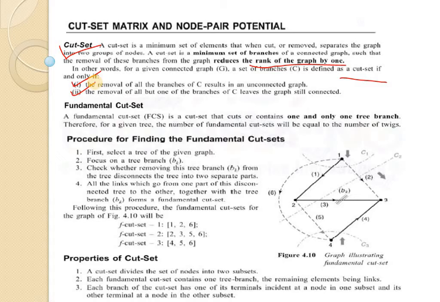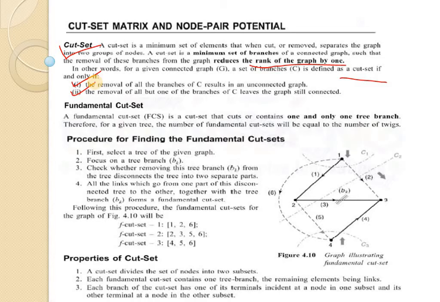So, first of all, we know what a fundamental cut set is. A fundamental cut set is a cut set that cuts or contains one and only one tree branch. Therefore, for a given tree, the number of fundamental cut sets will be equal to the number of twigs. So, first we have to know how we can find the fundamental cut set.